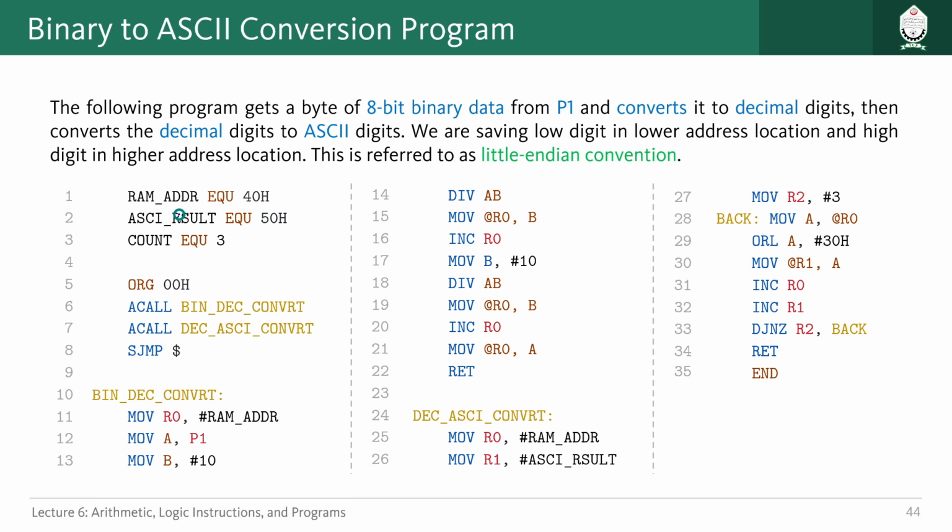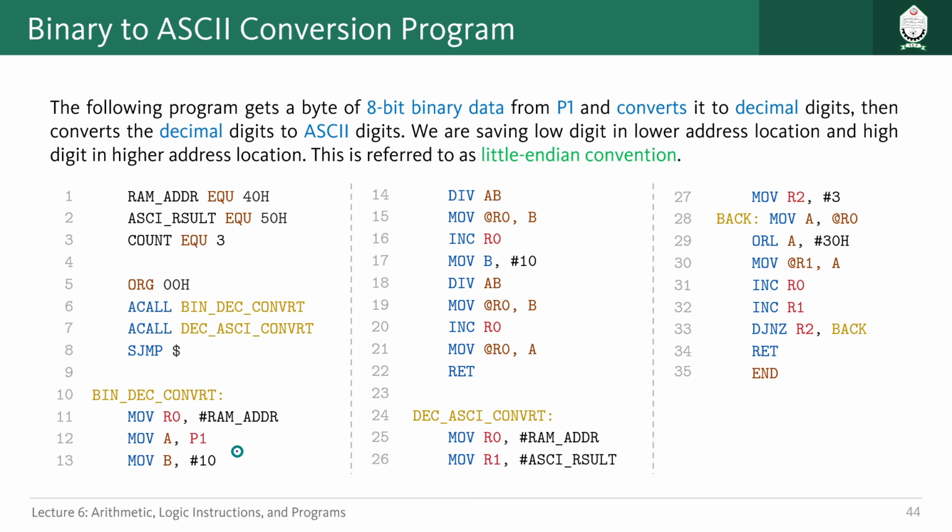So here also we have given names to these constants. 40H is the RAM address and 50H is the ASCII result. We will see what actually happens there, and we have taken a counter of value 3. Now here also we have two different subroutines, and these are called here, and then a short jump. So first of all, look at the first subroutine, which is converting a binary to its decimal equivalent.